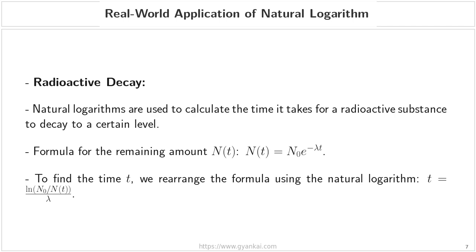However, in many practical scenarios, we aren't looking for the remaining amount, but rather the time it takes for the decay to happen. To find the time, t, we must rearrange the previous formula using the natural logarithm to isolate the variable. This gives us the formula, t equals the natural log of N naught divided by N of t, all divided by lambda. As you can see, the natural logarithm is the perfect tool here because it allows us to undo the exponential base e, making it possible to solve for time. In the next slide, we will walk through a concrete example to see exactly how to plug numbers into this formula.